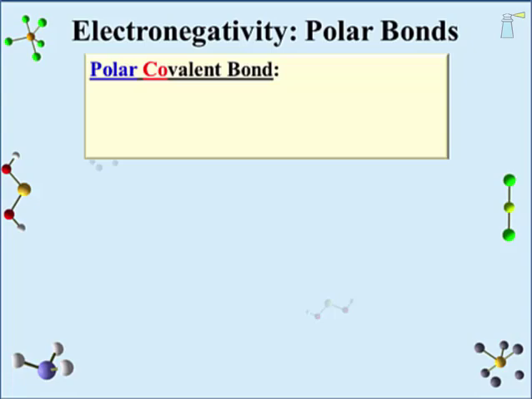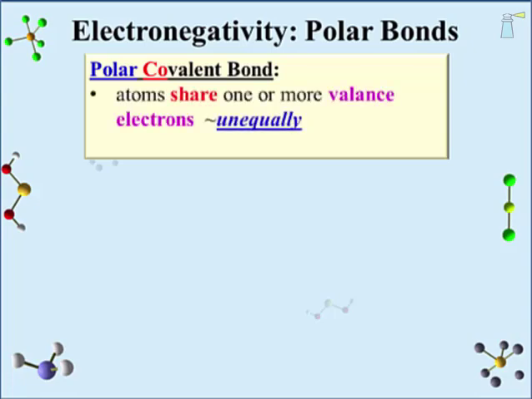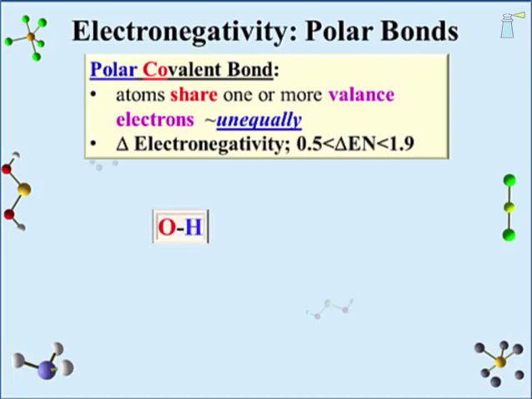Electronegativity will be our guide. From the definition of polar covalent bonds, we see that it is a sharing of valence electrons, but not an equal sharing. Polar covalent bonds occur when the difference in electronegativity between the 2 atoms is between 0.5 and 1.9. A quick review of how to get the difference in electronegativities will not hurt us.